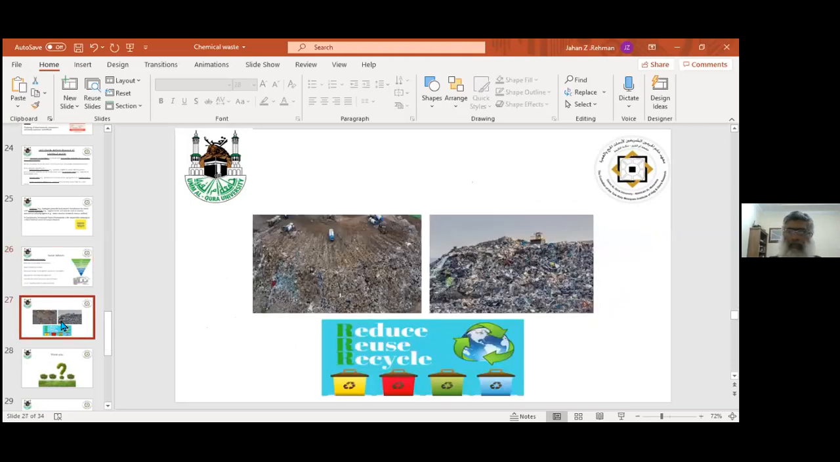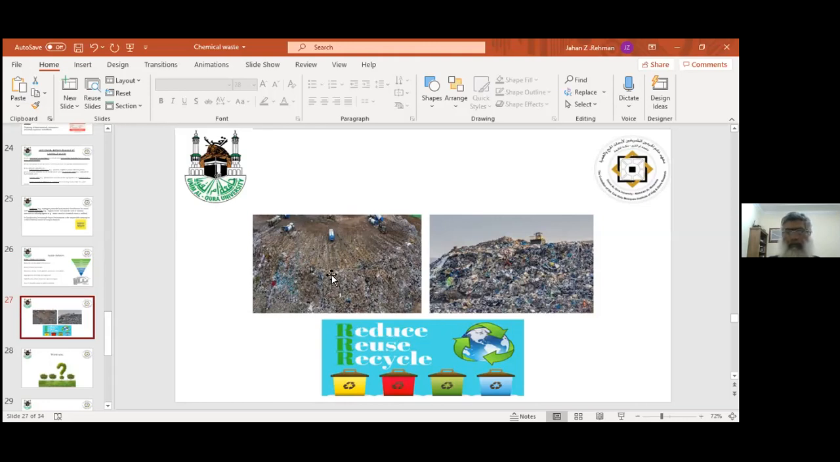In the second last slide, I want to show you these garbage areas which are created by our elders or us. In this picture where you see 4 or 5 trucks, this is a garbage dump in China. This is like a mountain. And the other picture is a garbage dump in Africa. So the best practice is to reduce, reuse, and recycle.